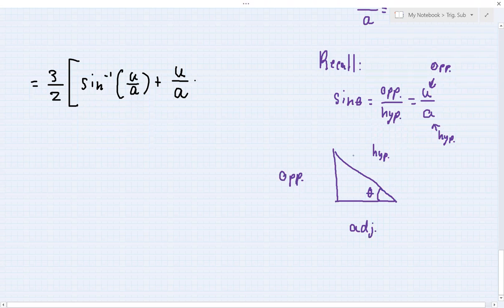Okay, so look at this one very carefully. Yung U mo is yung opposite. So, saan si U? Andito siya, di ba? Next, ito, yung hypotenuse mo na si A. Saan si hypotenuse? Andito siya. So, ano yung adjacent mo? What is your adjacent? So, recall natin yung Pythagorean theorem.